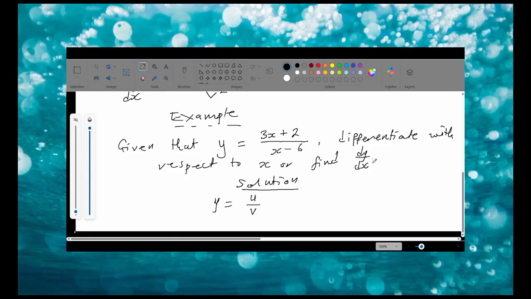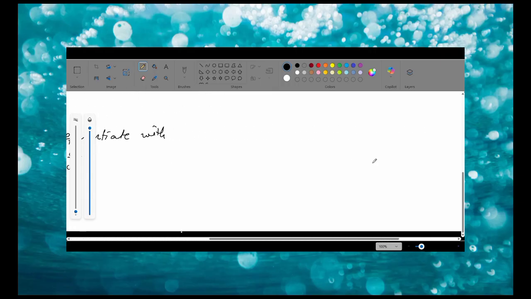Comparing this to our function, what is at the numerator? We have 3x plus 2. So you declare that u is equal to 3x plus 2. We're just doing a comparison of our function to the generalized function. And then v is going to be x minus 6, because when you compare, their positions are denominators. So u is equal to 3x plus 2, and v is equal to x minus 6.